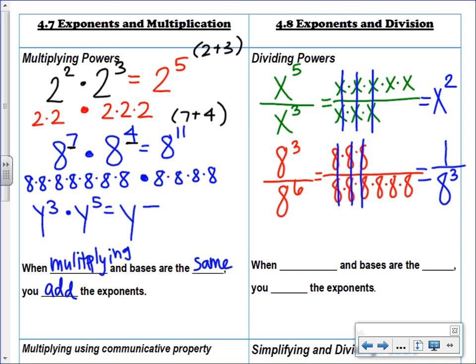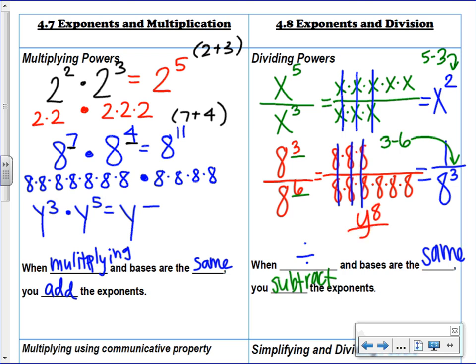So, when dividing and bases are the same, hopefully you're noticing, you're just subtracting. 3 minus 6 gives you 3 on the bottom. 5 minus 3 gives you 2 on the top. So you just subtract. Make sure you know where they stay, though. All right, you try this one. y to the 8th over y to the 7th. What will that be? Try that.